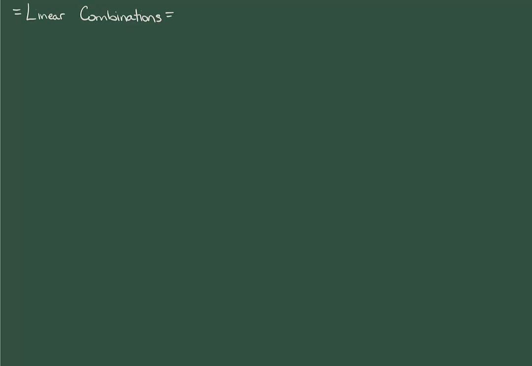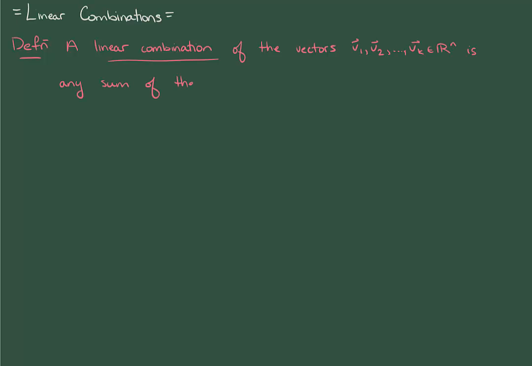With our brief introduction to vectors and matrices, we'll now look at how we can use these tools to model linear systems. We'll start by discussing linear combinations. So let's start off with the definition. A linear combination of the vectors v1, v2 through vk in Rn is any sum of the following form. So here the ci's are scalars, and we're looking at any sum of the vi's.